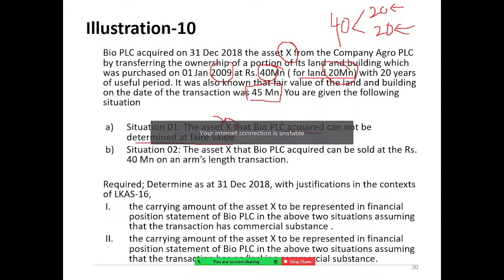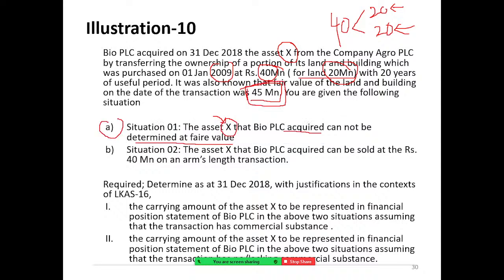We need fair value. Here there is no contradiction, because the new asset X and the old asset, the land. The fair value of X is not available, and the fair value of the land is obviously available. Then without any doubt we can choose the fair value of the asset given up. So that is 45 million.